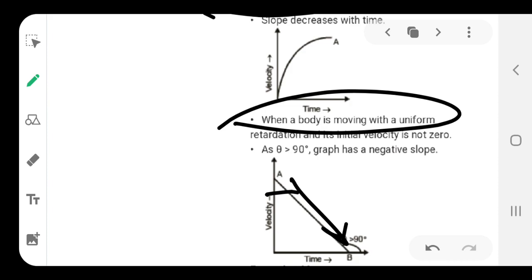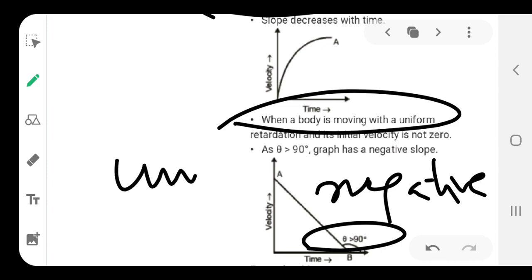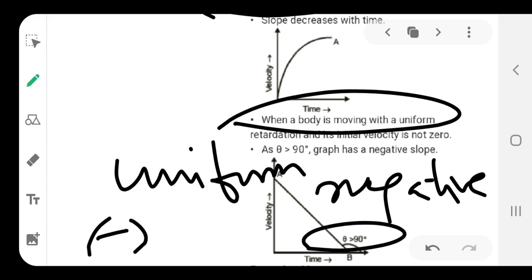So, as theta is more than 90, the angle is more than 90, it has a negative slope. So, we call it a negative slope. Okay. And the v-t graph represents uniform negative acceleration. Okay. Uniform retardation or deceleration or uniform negative acceleration.